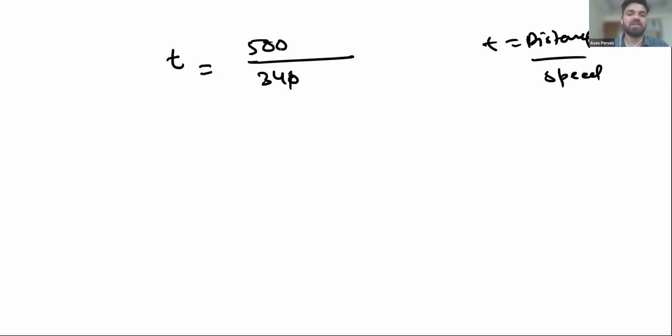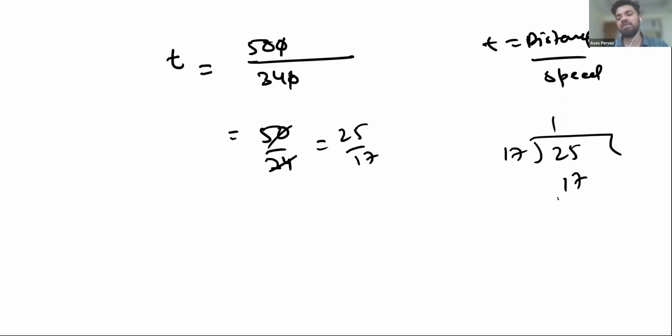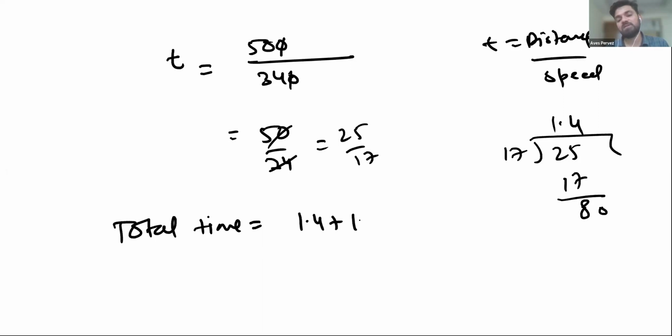The zeros will cancel out. You will get 50 by 34, and further 25 by 17. You get approximately 1.4 seconds. So 10 seconds was taken for the stone to reach the ground, and an extra 1.4 seconds is taken by the sound to travel. So the total time taken to hear the sound will be 10 plus 1.4, which is 11.4 seconds.